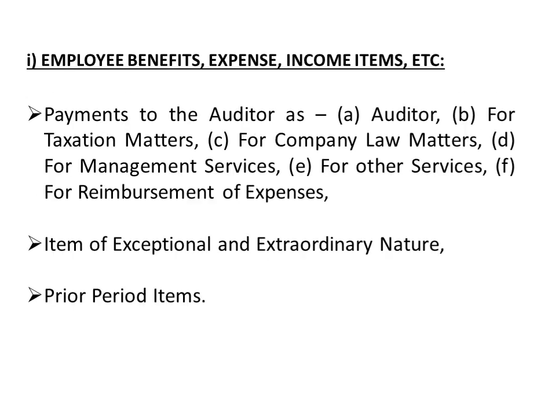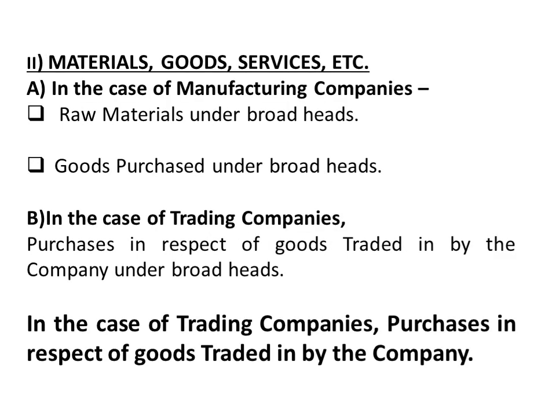Then we have payments to the auditor, like auditor for taxation matters, for company law matters, for management services, for other services, or for the reimbursement of any expenses. These are all the services which an auditor provides to us, and payment made to the auditor is also an item which is shown in the profit and loss account. And there are some items of exceptional and extraordinary nature and prior period items, which we see in the profit and loss account.